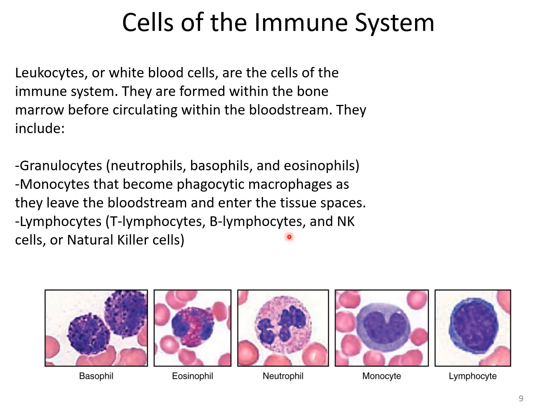So let's look at the cells of the immune system. We've seen some of these back when we talked about the blood. These are leukocytes, or white blood cells. The leukocytes are the ones that really work to protect our body against these different pathogens. They're formed in the bone marrow, and then they start to circulate throughout the bloodstream and can take residence in different tissues. So we've got our granulocytes.